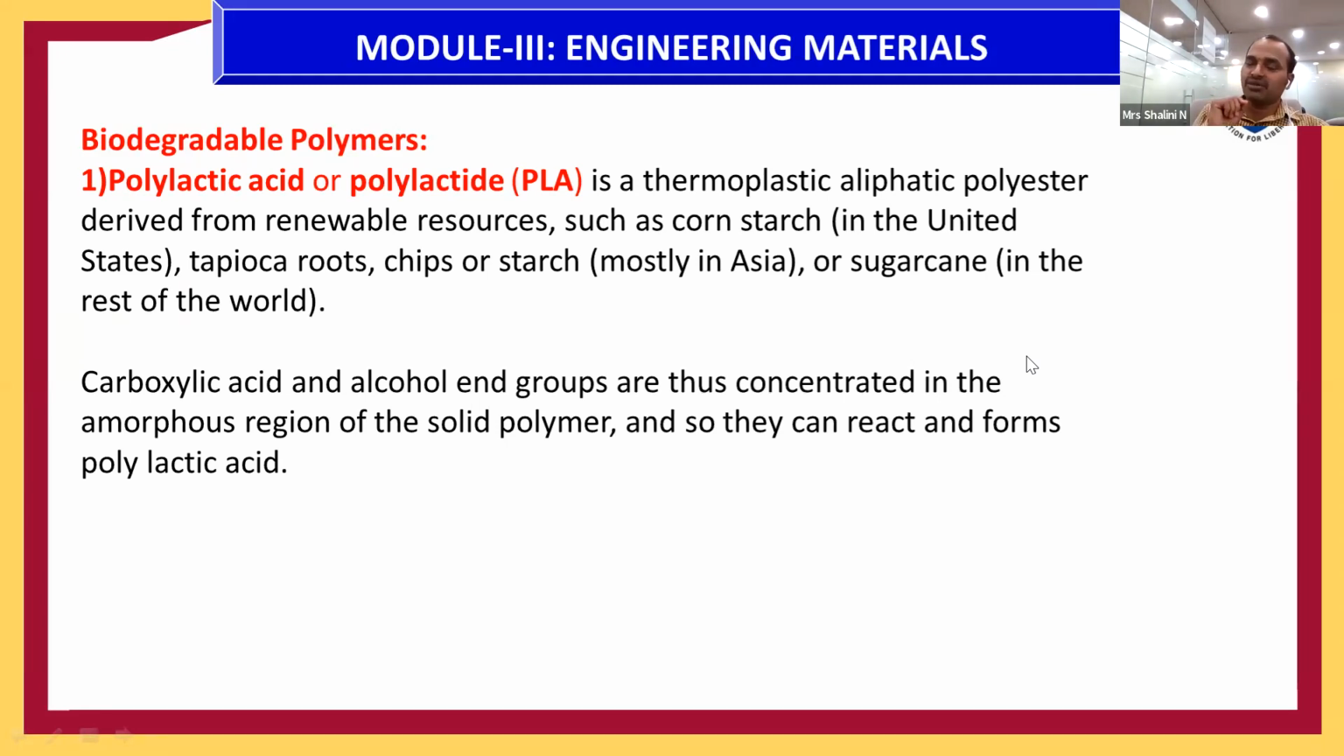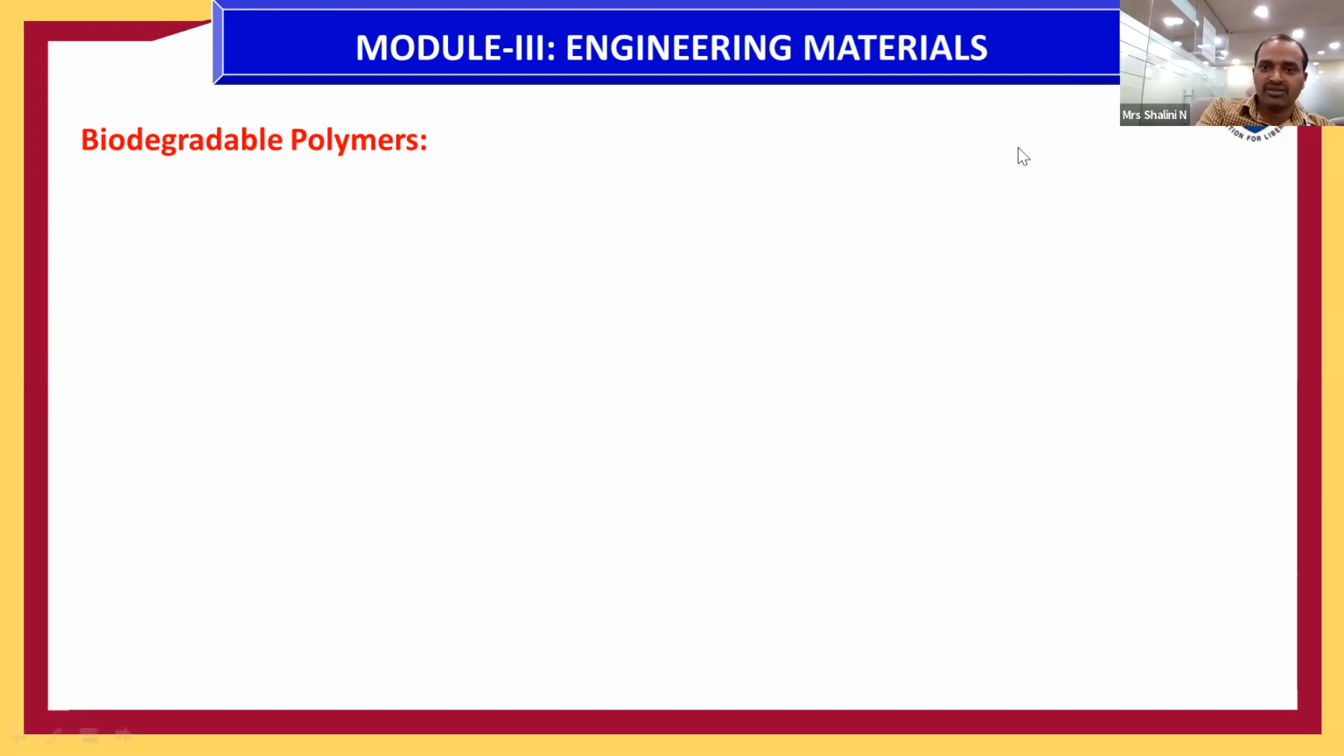So polylactic acid is a thermoplastic aliphatic polyester derived from renewable resources such as cornstarch, tobacco roots, chips or starch. The carboxylic acid and alcohol end groups are thus concentrated in the amorphous region of the solid polymer, so they can react to form polylactic acid. How to prepare polylactic acid, I will show here. Lactic acid, anyone know about lactic acid? How to prepare lactic acid?